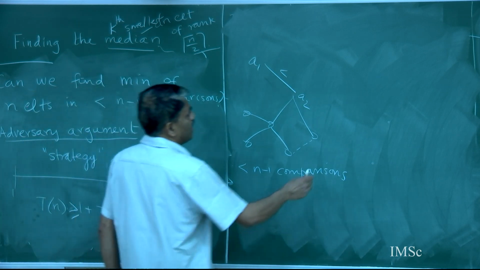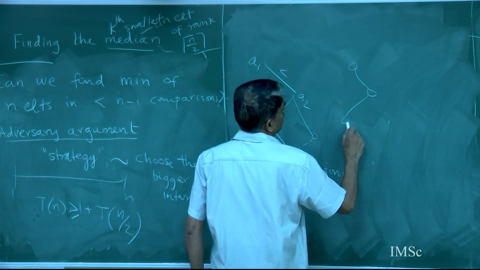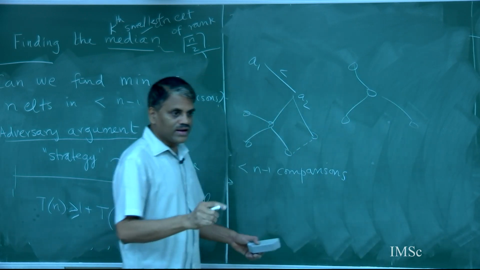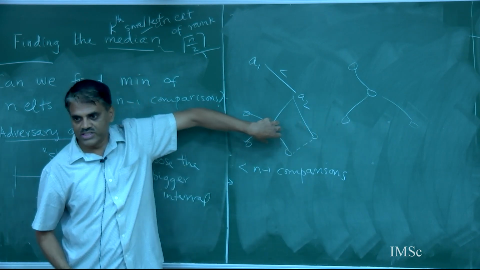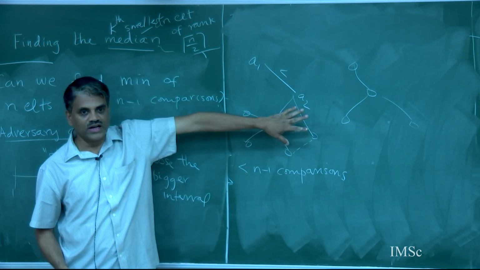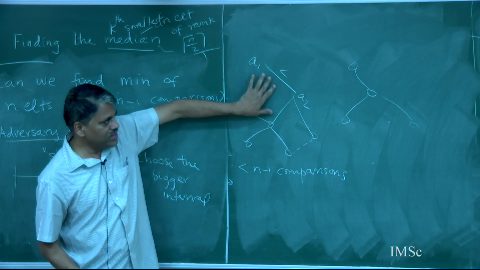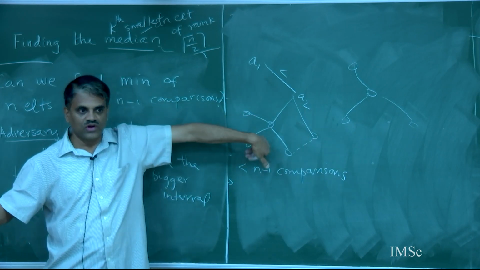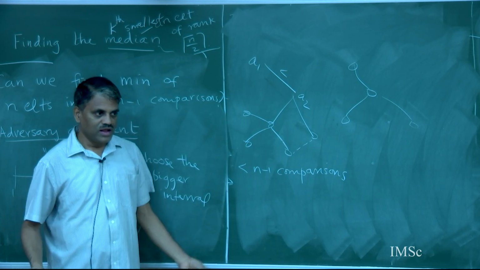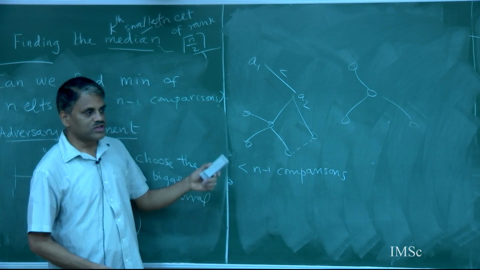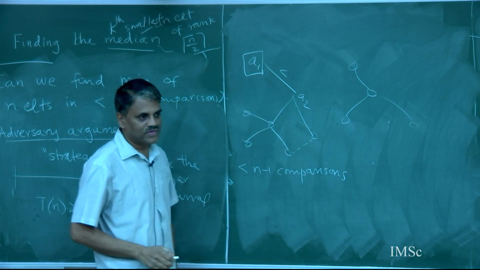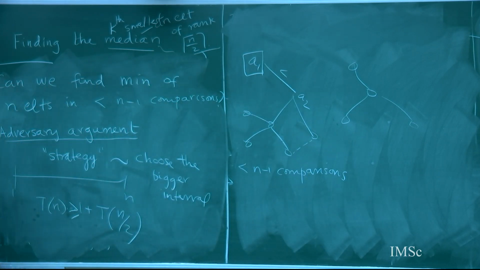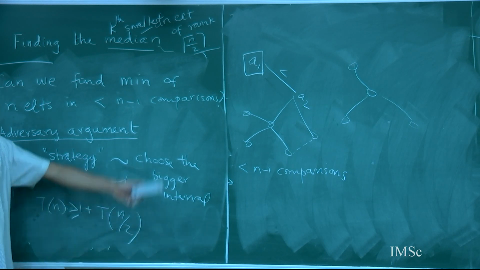That means it has at least some other component. The algorithm has not learned any relationship between these two components. It has not learned anything, because it's not connected. No such comparisons have been made, right? Now I'll watch the algorithm, and it will say this is the minimum element. Let's say it actually made fewer than n minus 1 comparisons and gave the answer saying this is the minimum.